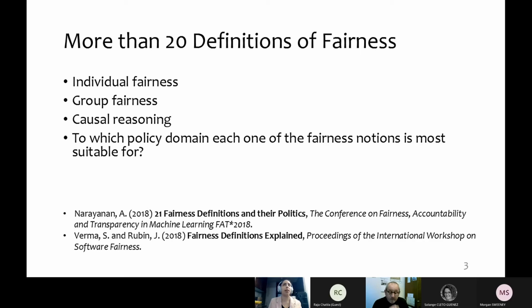There are three groups of fairness notions that I will address: individual fairness notions, group fairness notions, and notions based on causal reasoning. For each one, I will talk about some of their sub-notions also, and then I match each one of the sub-notions with a suitable legal notion of fairness.